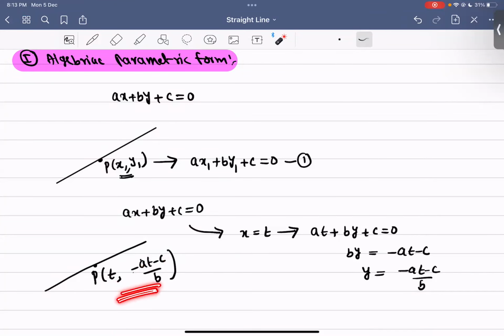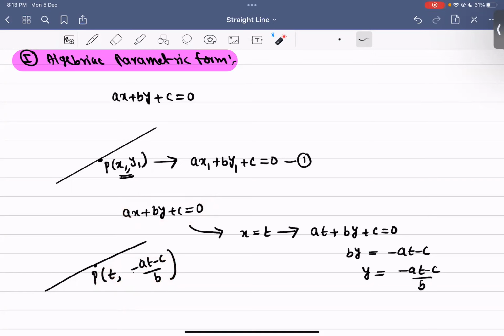Now in this one, you need not substitute or write the equation like this. Earlier, if you say P(x1, y1) lies on this line, that doesn't work by itself, because we are only treating that it lies on a line, but we should substitute and use this equation. But if you consider the parametric point, you need not write any equation, because this point (t, (-at - c)/b) itself says that it lies on this line, because we have taken the point in such a way that it lies on the line.